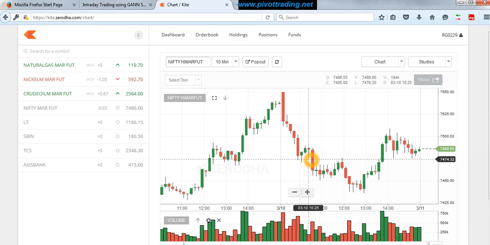Next target was at 7464. We got our next target achieved after 40 minutes or so, at around 10:35. And let's see where the market moved. The market moved a little down till the level of 7451, and then it bounced back a little till 7475 again, and then it moved back to reach our third target of 7442. On the candle of 12:15, we got our third target also achieved.